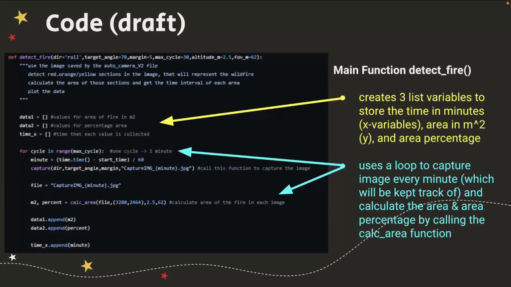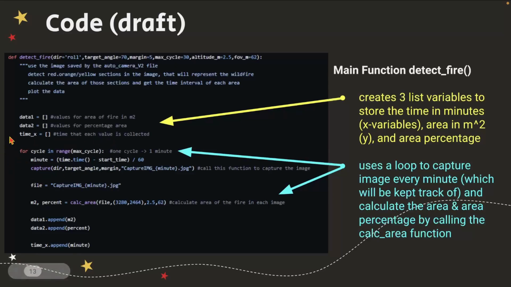So far, we have written a draft of the code illustrating our ideas for how our code should work. So right here, we have 3 different lists. Data 1 and Data 2 will be storing the data values for the area of the fire that we calculated, and time x will be storing the time that we calculated the area.